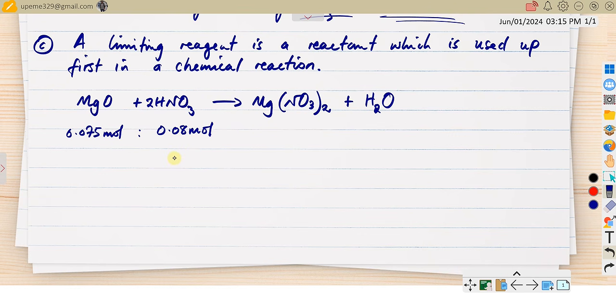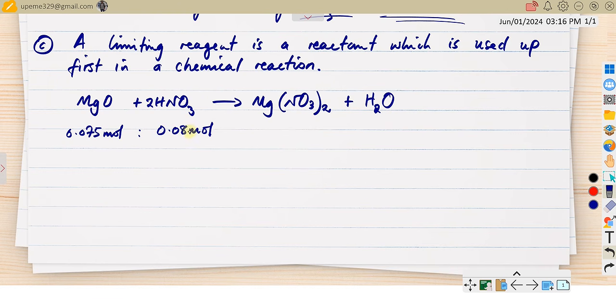Of course, considering that if you have 1 mole you require 2, but if you have 0.75 of magnesium, then you need to double it to know what will be required for this. So when you look at this 0.75 moles, is it a result of doubling this for you to get this? Because if you have 1, you need to double it to get 2. That's how it reacts. But if you have 0.075, if you double it, does it give you this?